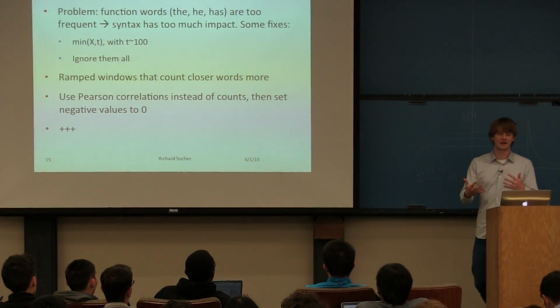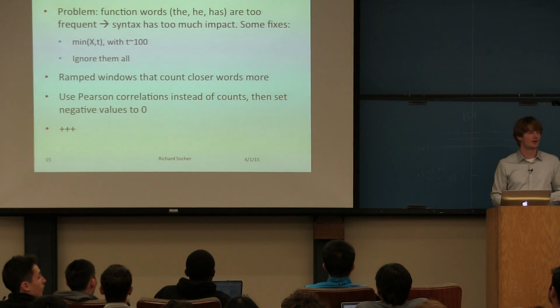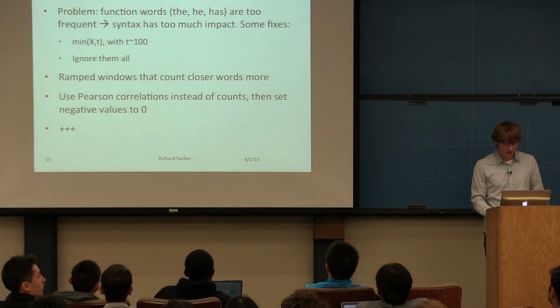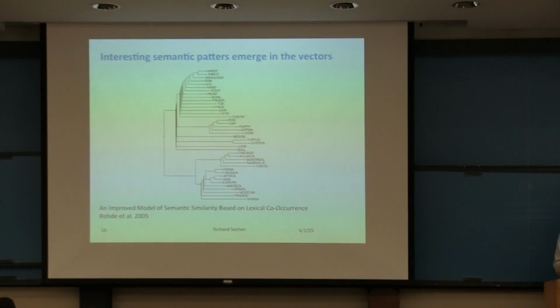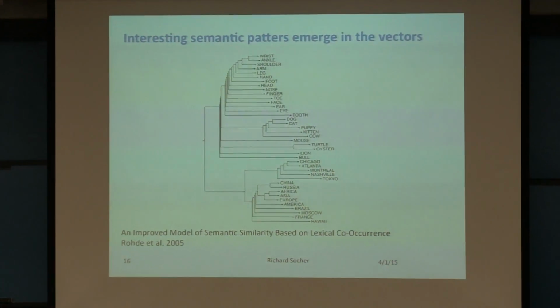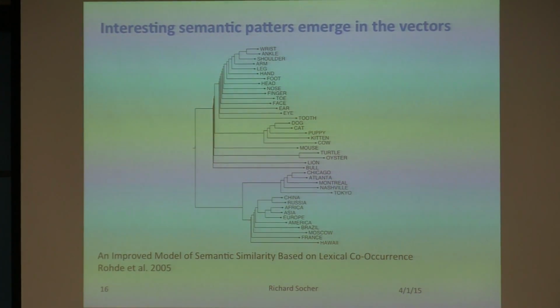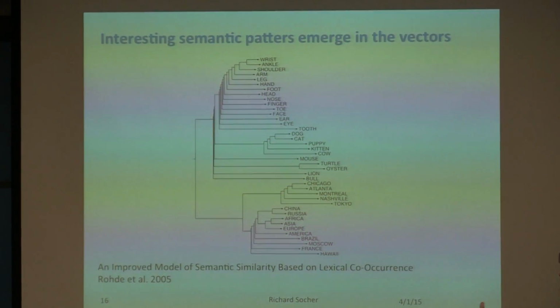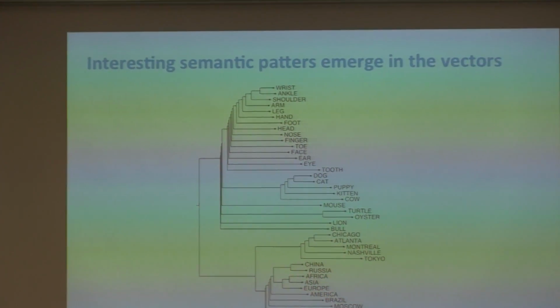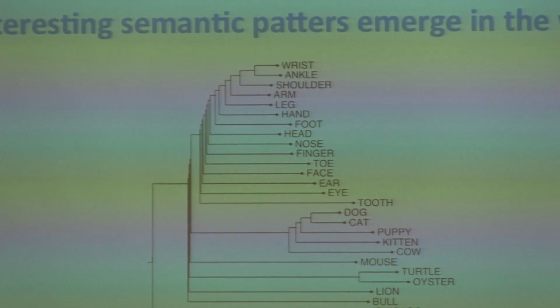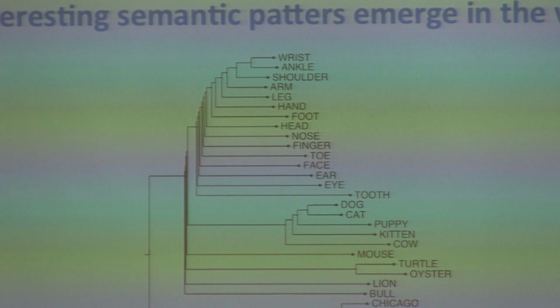And then you really only care about the things that actually co-occur next to the word. OK, so here are some interesting first results when we use these kinds of SVD-based methods and try to find nearest neighbors of specific words and do a hierarchical clustering. It's pretty cool. We can see here that wrist and ankle and shoulder are most similar in the resulting vector space, and eye and ear and face are closer to one another.